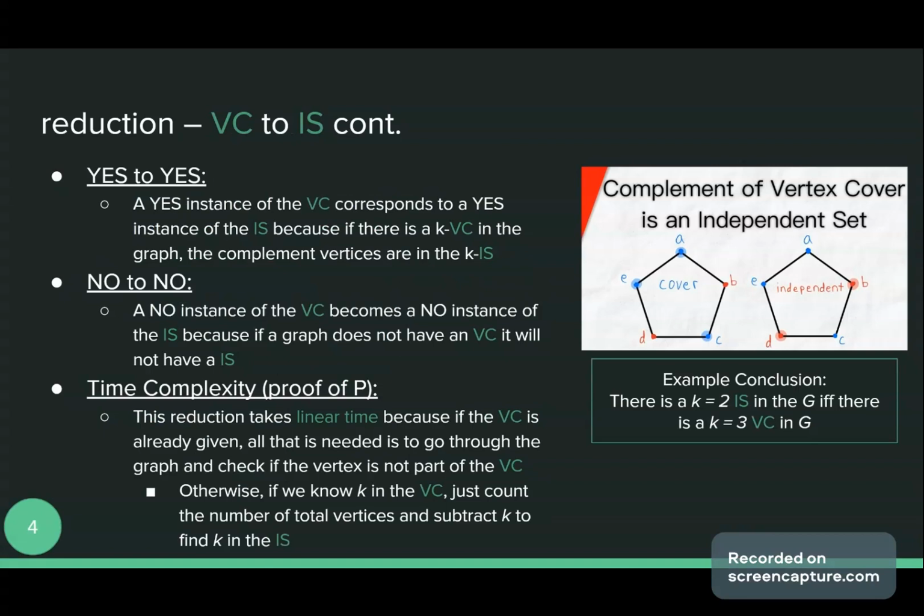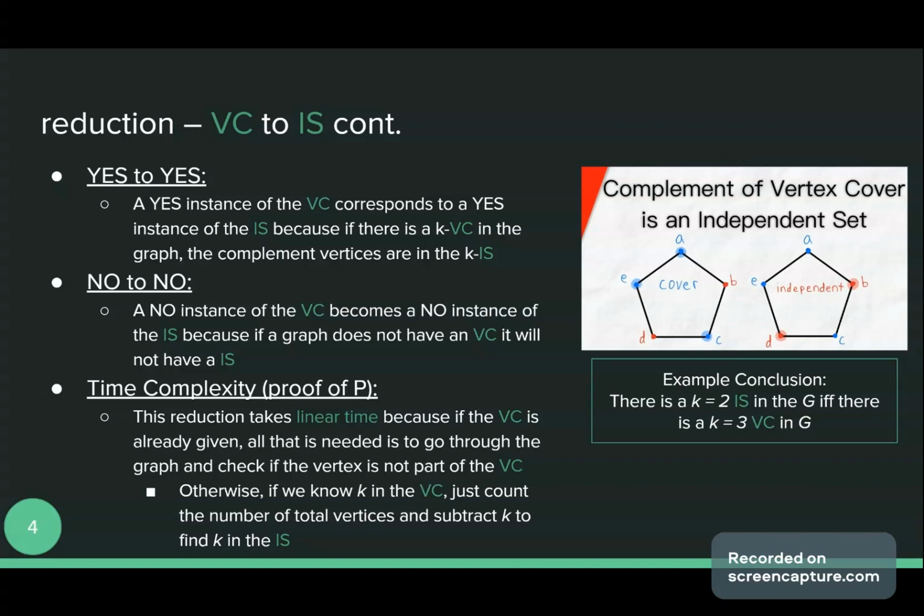A yes instance of the vertex cover corresponds to a yes instance of the independent set, because if there is a vertex cover in the graph, the complement vertices are in the independent set. A no instance of the vertex cover becomes a no instance of the independent set, because if a graph does not have a vertex cover, it would not have an independent set.